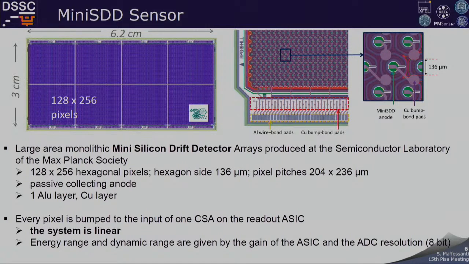Now, the first camera uses mini SDD sensors with 2 drift rings and with a hexagonal pixel shape. Each sensor is 128 by 256 pixels, and each anode is mounted to the corresponding pixel in the ASIC, which has a charge-sensitive amplifier inside. And in this case of the mini SDD sensor, the system is linear, and the energy and dynamic range are given by the gain of the ASIC and the ADC resolution.